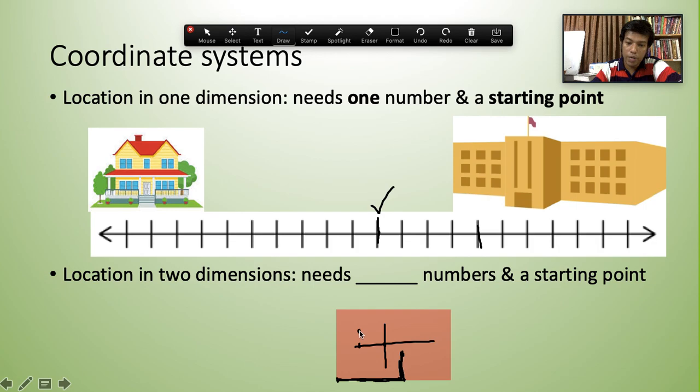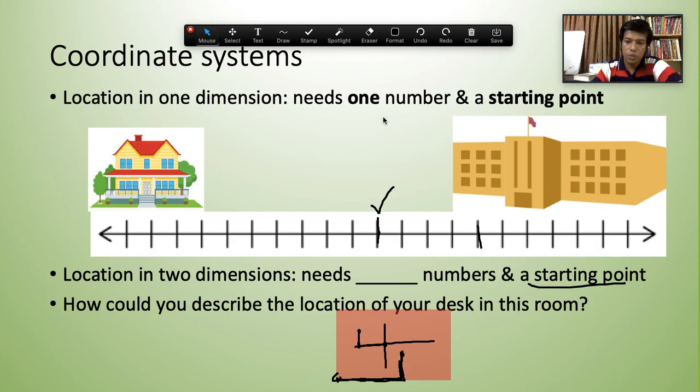But if we want to locate some point here, then what happens? From your starting point, this 0 starting point, you have to go to the left and you have to go up. So location in 2-dimension needs how many numbers? It needs 2 numbers. In the left how much, and in the up how much. And in this example, in the right how much, in the up how much. Okay, so 2 numbers and a starting point. In 1-dimension, 1 number and a starting point. In 2-dimension, 2 numbers and a starting point.